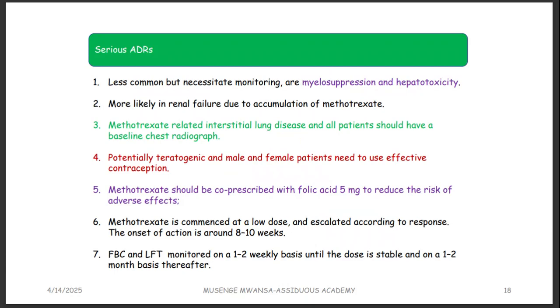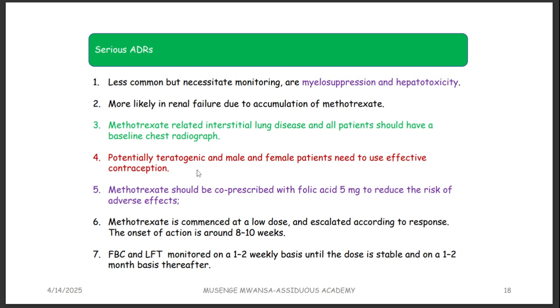The serious adverse effects for methotrexate include myelosuppression and hepatotoxicity. There is a problem in suppression of the blood system, the formation of blood cells in the bone marrow, and then hepatotoxicity. Renal failure can happen if methotrexate accumulates. Also interstitial lung disease. So patients that are taking methotrexate should have a baseline chest radiograph, so that later on after treatment you can be checking.